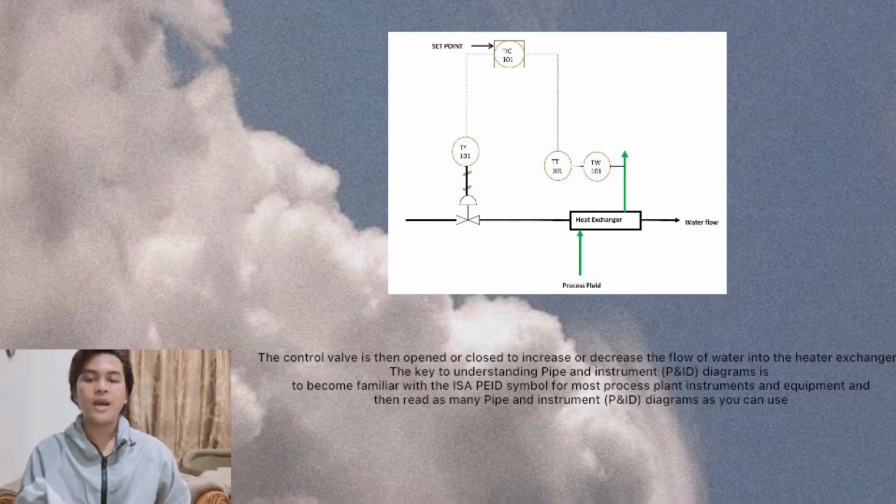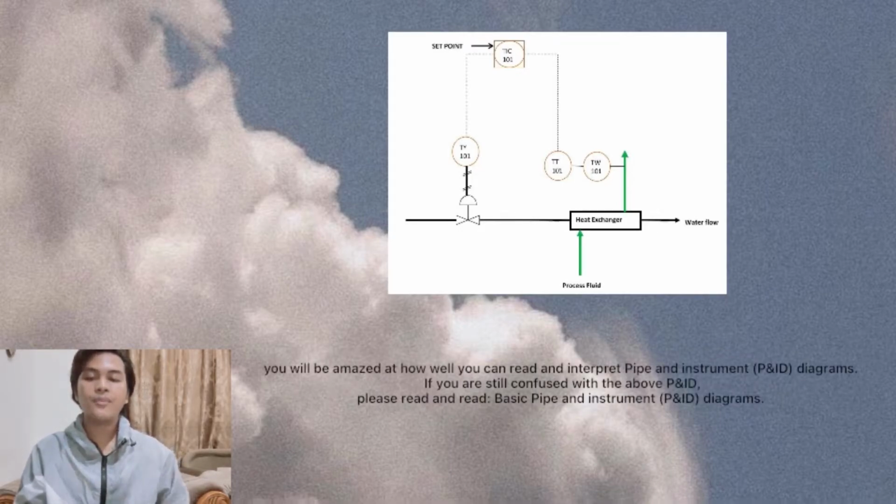The key to understanding a piping and instrumentation diagram is to become familiar with the ISA P&ID symbols for the most common process plant instruments and equipment, and then read as many P&ID diagrams as you can. You will be amazed at how well you can read and interpret piping and instrumentation diagrams based on P&ID symbols for most process plants.